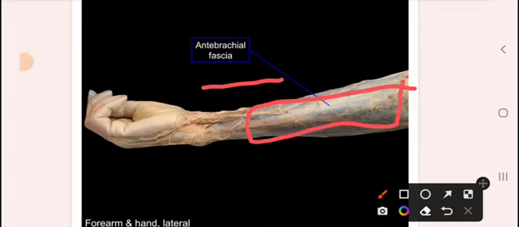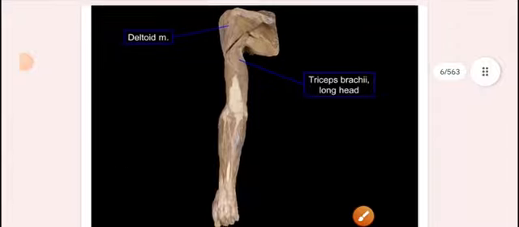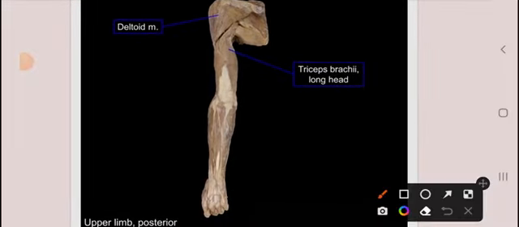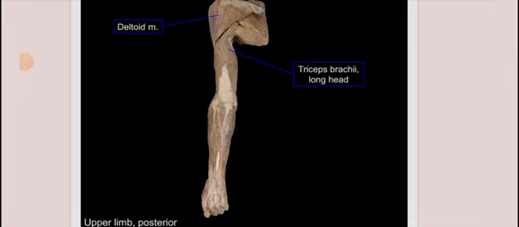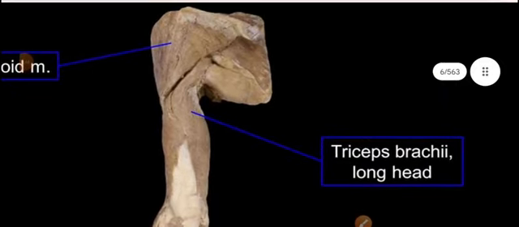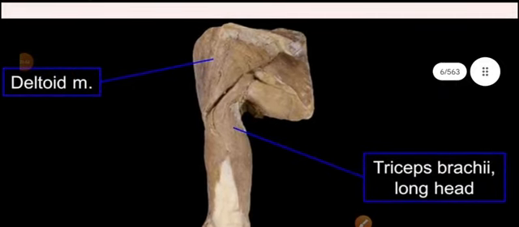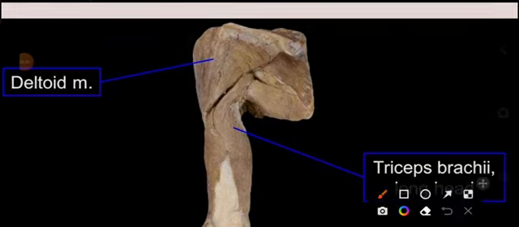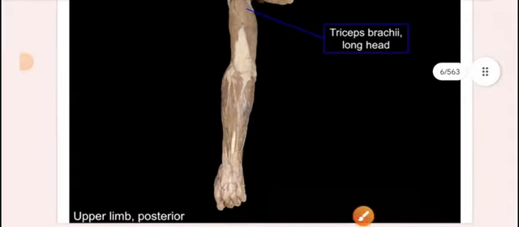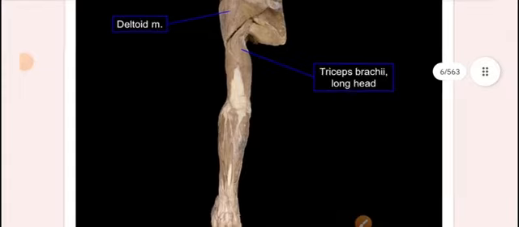Antebrachial fascia. Now the next image shows us the upper limb posteriorly, and in this we can see the triceps brachii long head and the deltoid muscle clearly. This is the deltoid muscle, the upper one, and this one is the triceps brachii long head. So this was the image of the upper limb posteriorly.